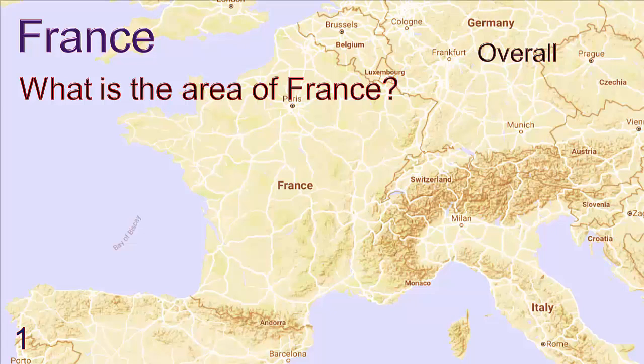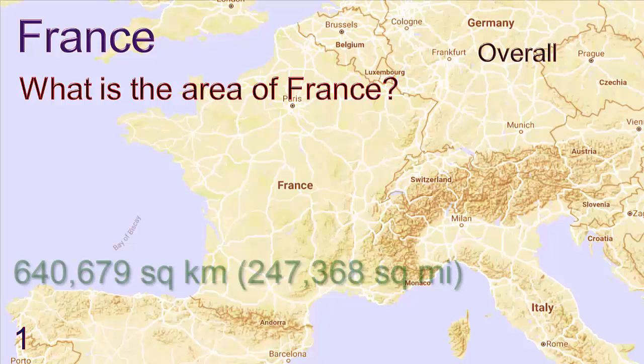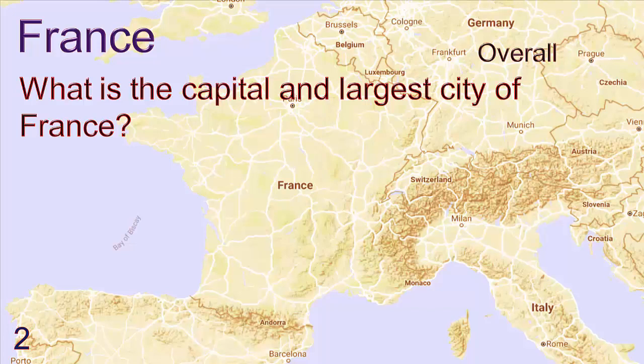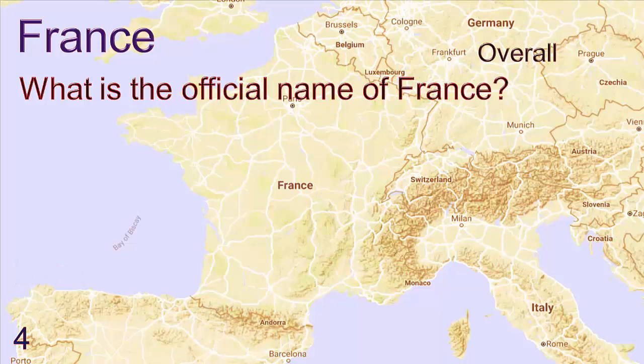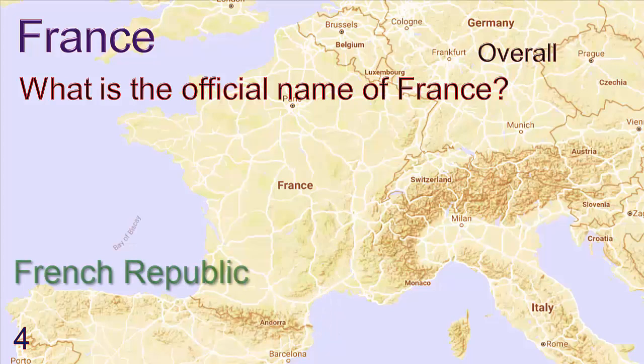What is the area of France? 640,679 square kilometers. What is the capital and largest city of France? Paris. What is the previous name of Paris? Lutetia. What is the official name of France? French Republic.